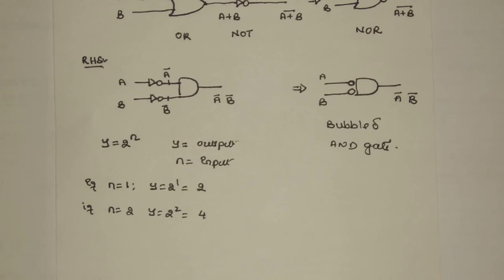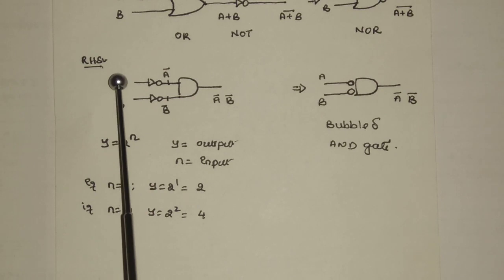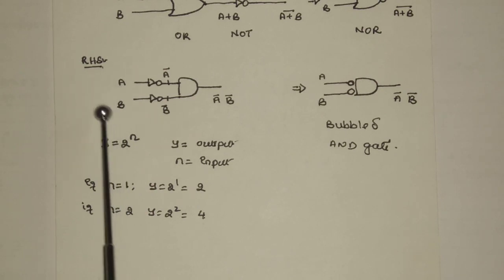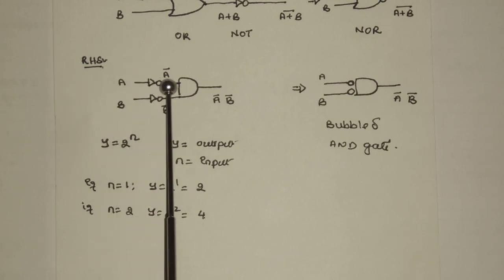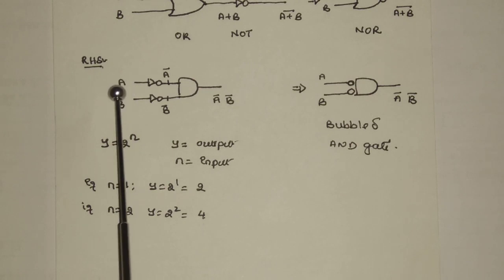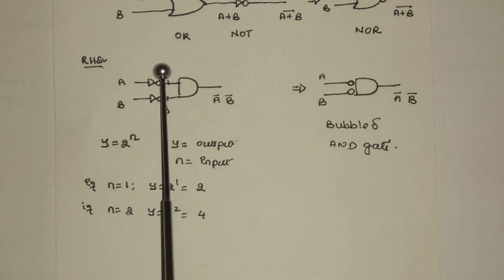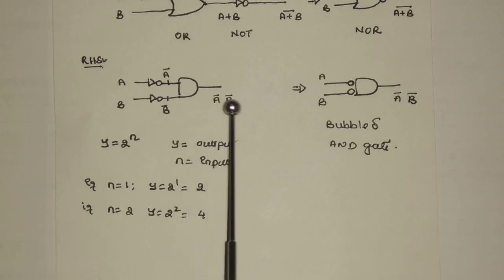For the RHS, it is given by an AND gate. For this AND gate, the inputs are A and B, applied through the NOT gates, so that the inputs are given by A bar and B bar. A bar and B bar are the direct inputs to the AND gate, and the output is given by A bar B bar. This is nothing but a bubbled AND gate.